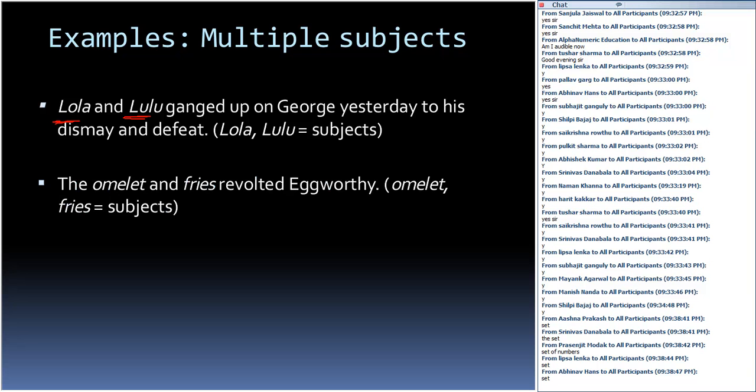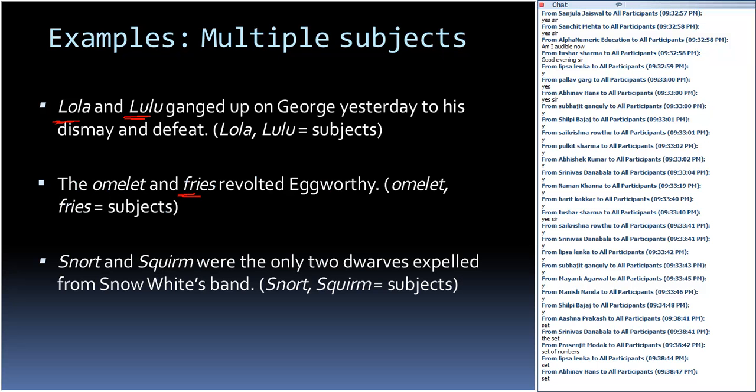Similarly, the omelette and fries revolted Eggworthy. So who revolted? It is the omelette and fries. So you have two subjects again. Then Snort and Squirm were the only two dwarfs expelled from Snow White's band. So who were expelled? Snort and Squirm. Both are subjects.